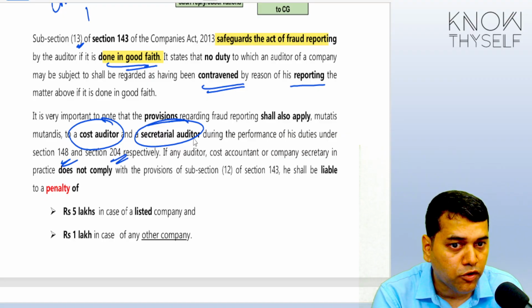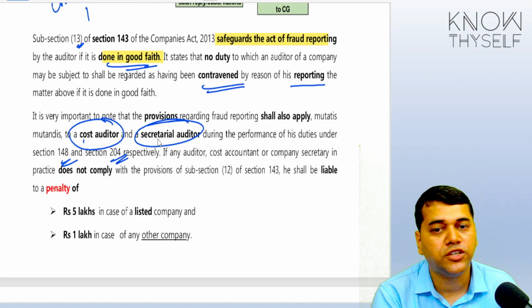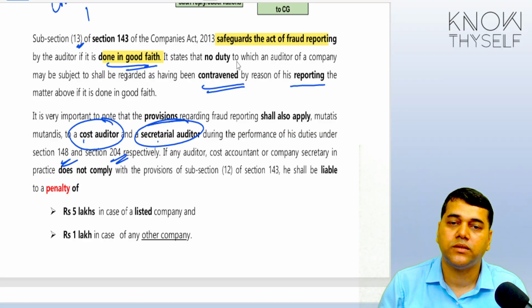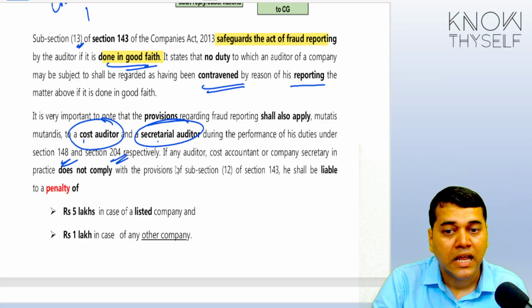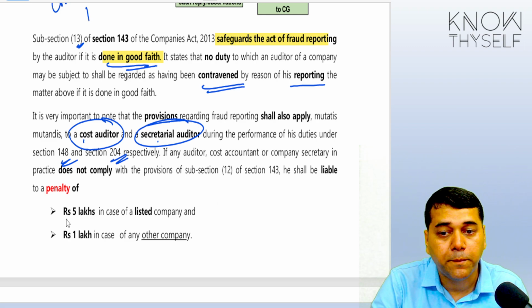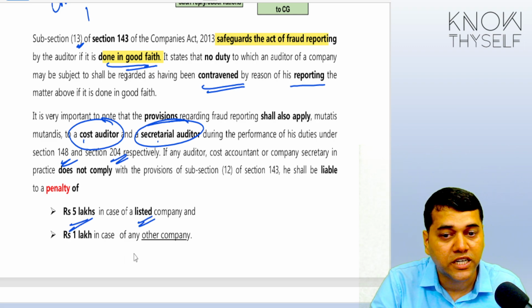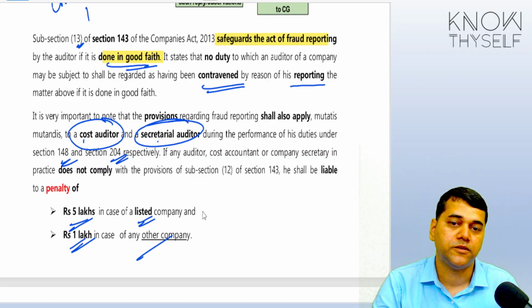If anybody has not followed, any chartered accountant who is a cost auditor, secretarial auditor, or your company auditor, and has not complied with it, they will be liable for a penalty of 5 lakh rupees for a listed company, 1 lakh for other companies.